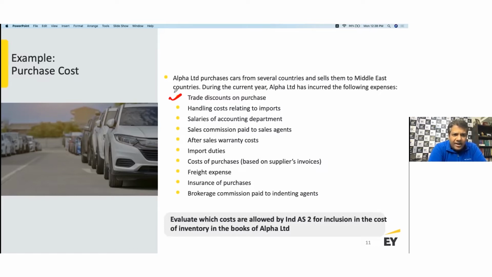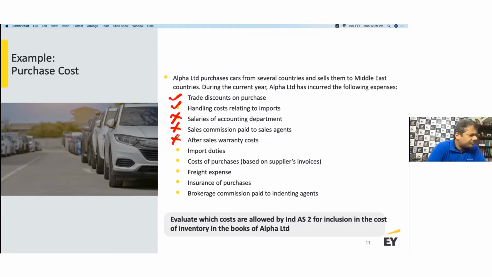Okay, handling cost related to imports, yes, right? This is also allowed, a directly attributable cost, from purchase cost itself. Okay, salaries of accounting department, it doesn't sound like it relates to inventory, right? So it's not. Sales commission paid to sales agent, right? That's a sales process, not a purchase process. Okay, so not included. After sales warranty cost, nothing to do with the inventory, right?